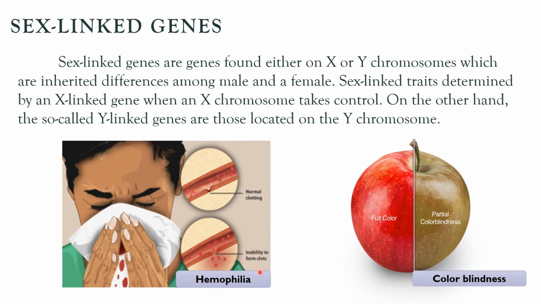Hemophilia is a kind of disease, and it's already a certain trait because this disease can be inherited and passed through to different generations. So hemophilia can be inherited, and hemophilia is carried by the sex chromosome. And also colorblindness is another trait that can be passed to a different generation because colorblindness is carried by the sex chromosomes.